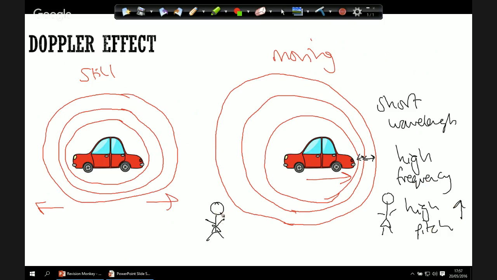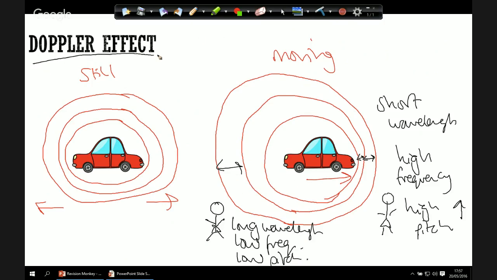Whereas if you were behind the car, you would hear these wavelengths. So you'd hear a long wavelength, and that means a low frequency and therefore a low pitch wave, okay, from behind. And this phenomenon is called the Doppler effect.